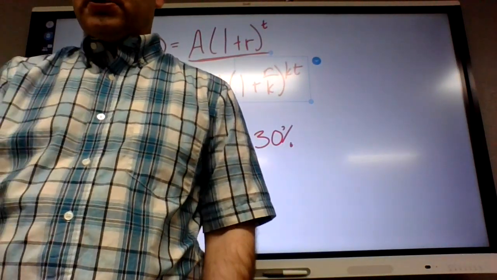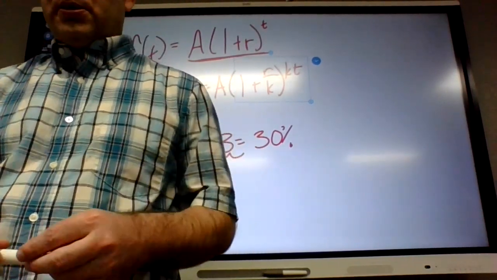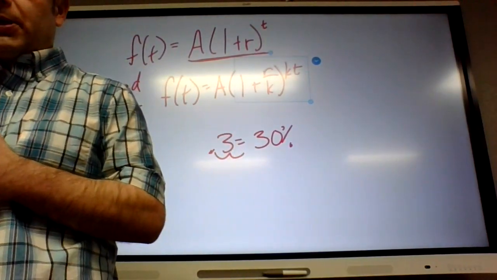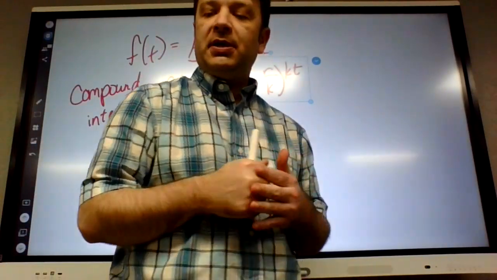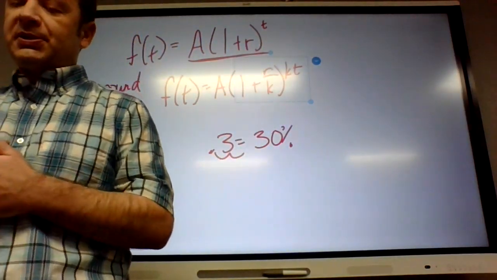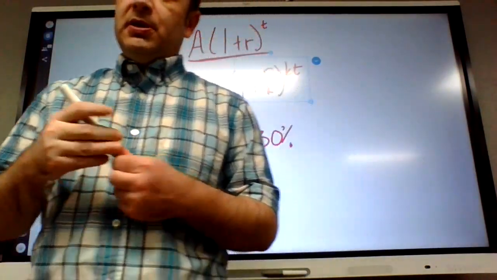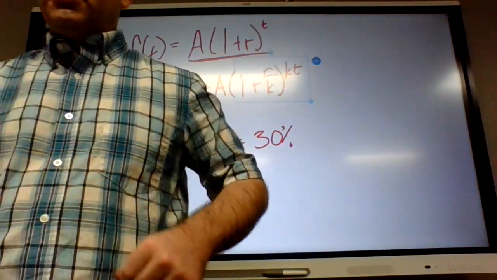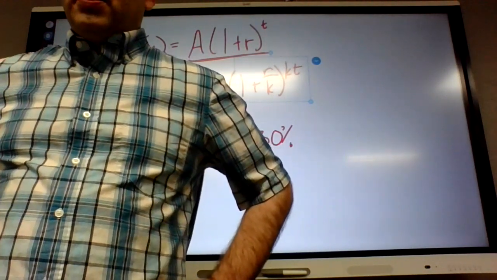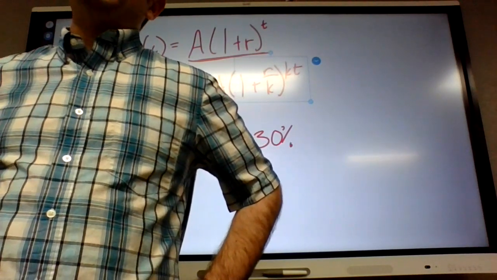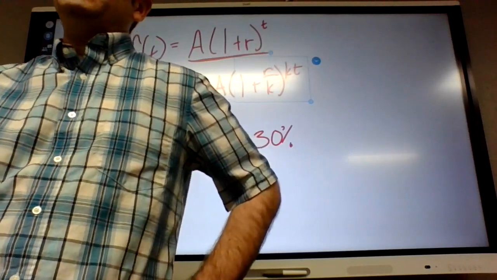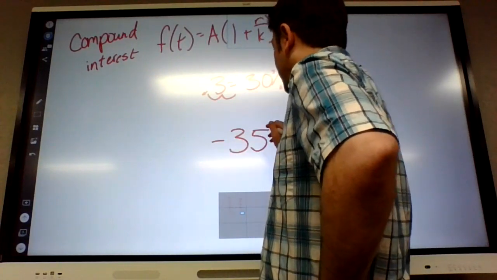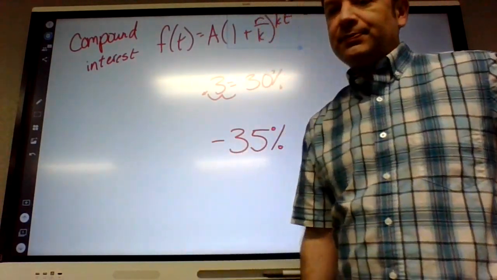Let's do number 4, and then we'll jump to the back. Is number 4 growth or decay? It's decay because 0.65 is less than 1. Initial value, 55.75. What is the rate of growth or decay? Okay, it's 35%. Sometimes they just say 35% decay, or sometimes they say negative 35%. I want you guys to go ahead and say negative 35%.